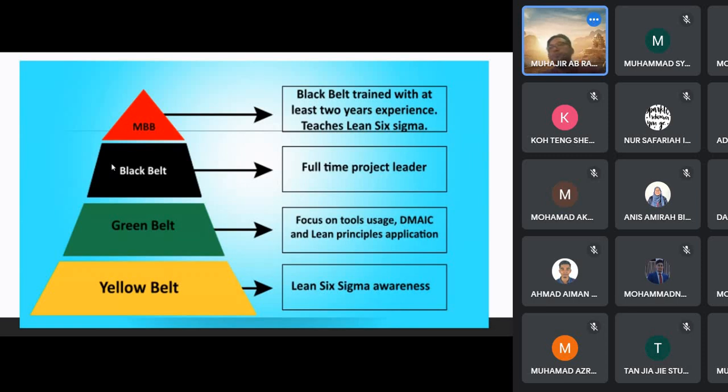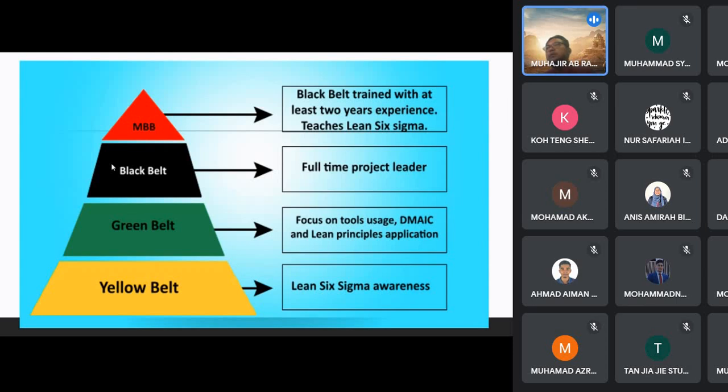As for the certification and qualification, the lowest is yellow belt. You just have Six Sigma awareness, you know what Six Sigma is. Green belt is when you already use the tools, using the DMAIC in a project: define, measure, analyze, improve and control. You use the theory. When you have done many projects, you can get black belt. A black belt is a project leader. When you are very capable and have handled many projects, you can become a master black belt.